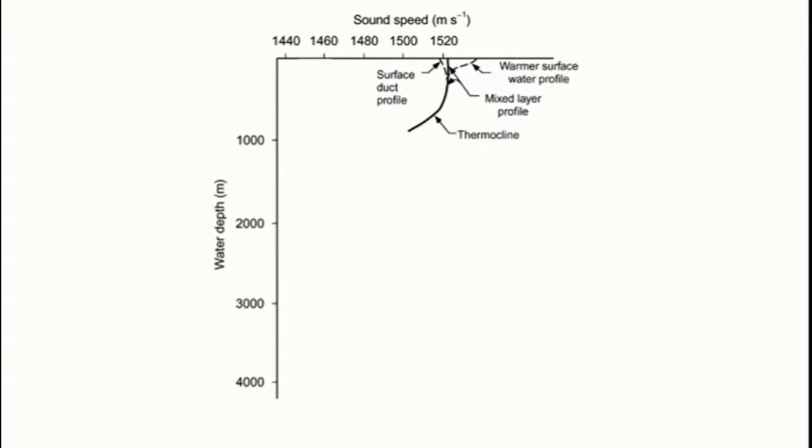The surface tends to have the highest speed because it is the warmest in the thermal gradient, and it decreases with increasing depth because the water gets drastically colder in the thermocline. But there is a part of the ocean where the speed of sound remains relatively the same above the thermocline because the decrease in temperature and the increase of depth cancel each other out.